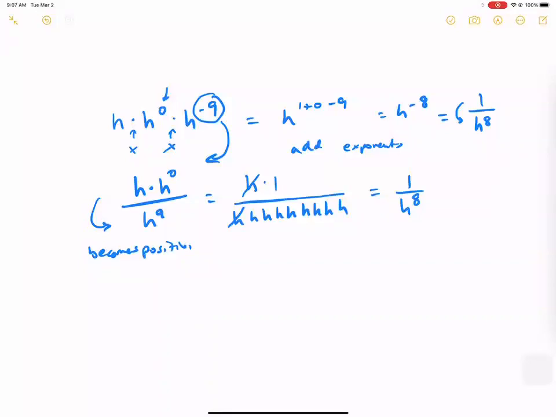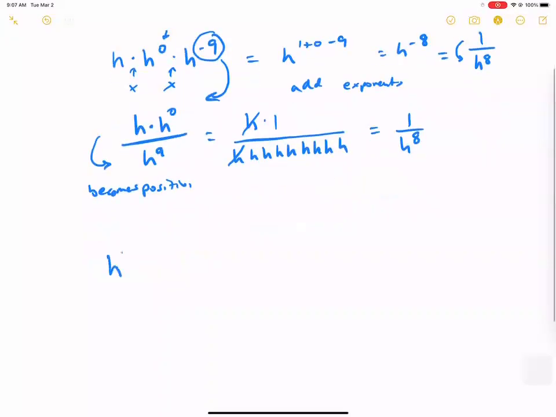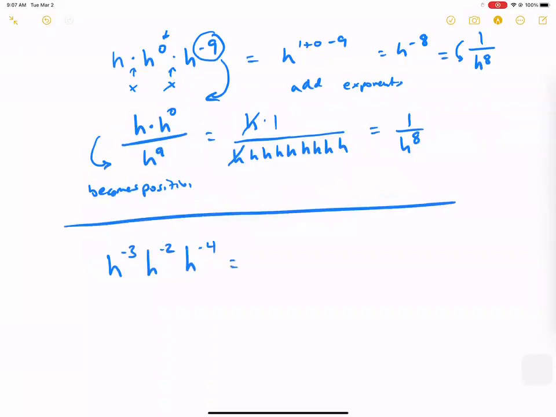Now, let me give you another problem here. What if I gave you guys h to the negative 3, h to the negative 2, and h to the negative 4? Okay, these are a bunch of h's. Now, again, we could combine these like our rule says, and that is 100% great. And this would be h to the negative 3, sorry, plus a negative 2, plus a negative 4.